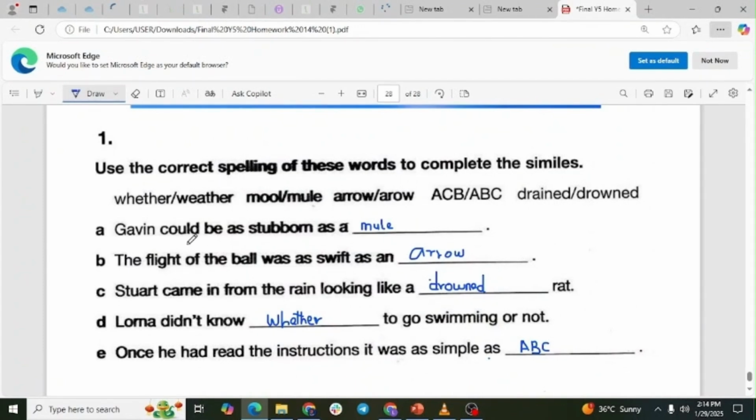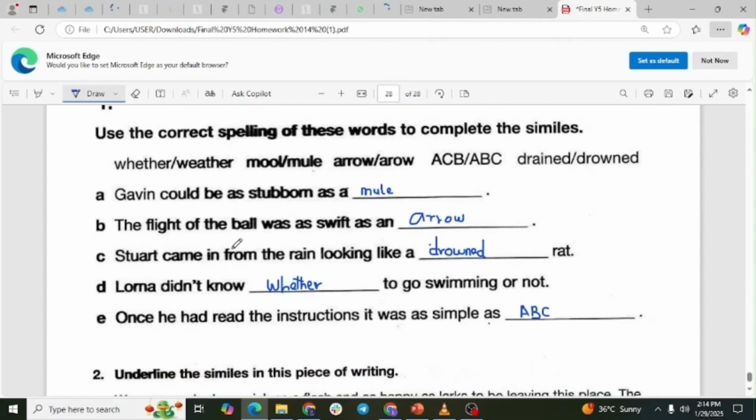Sentence A. Gavin could be as stubborn as a mule. Mules are known for their stubbornness, making this the best choice. Sentence B. The flight of the ball was as swift as an arrow. An arrow travels quickly, making this the correct answer. Sentence C. Stuart came in from the rain looking like a drowned rat. When wet, a rat looks drenched and miserable, fitting the simile perfectly.